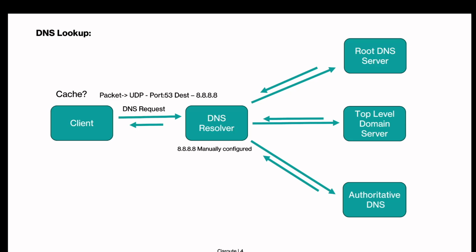So 53 is the port that is used for DNS resolution, right? How does the DNS resolver identify that it's a request for a DNS? It sees the port which it's going to go to, and the port here is 53, which is assigned specifically for DNS servers. And the destination IP address from the client is going to be 8.8.8.8, since we have configured the DNS to be 8.8.8.8. Now is where the DNS resolver comes into play.